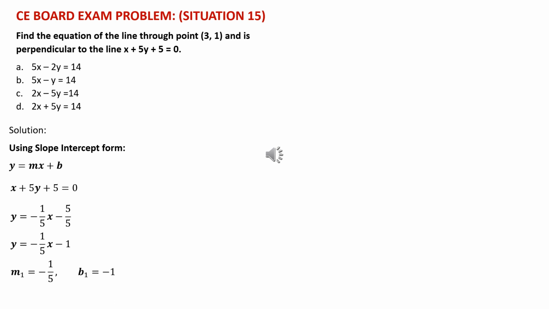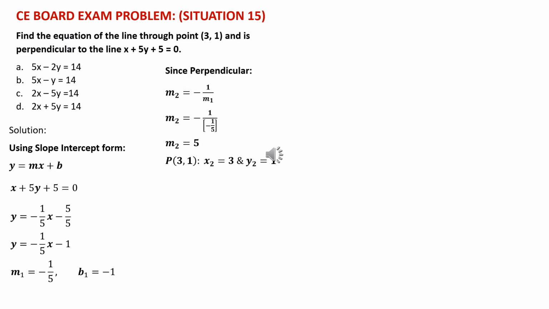Converting it into slope-intercept form, we can now conclude that the value of slope m sub 1 is equal to negative 1 over 5 and the y-intercept b sub 1 equals negative 1. And this was done by inspection.